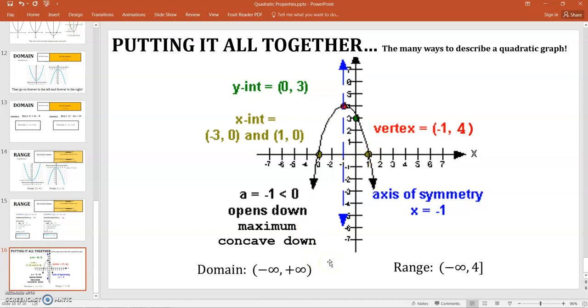And then last but not least, we talk about the domain and the range. No matter what, domain is always negative infinity to positive infinity, and our range is negative infinity as our lowest point, and it goes all the way up to our y-coordinate of our vertex, or positive 4 with a bracket. So that is putting all of our characteristics together now.